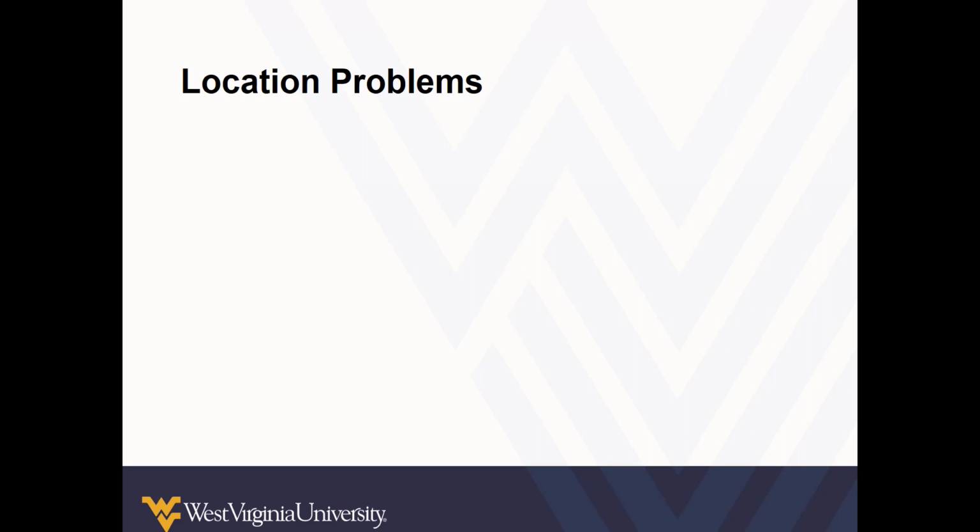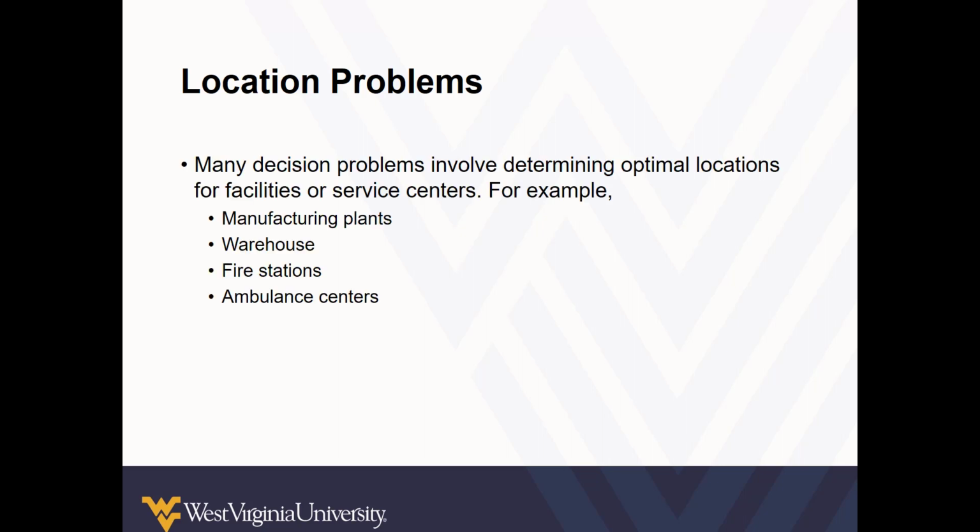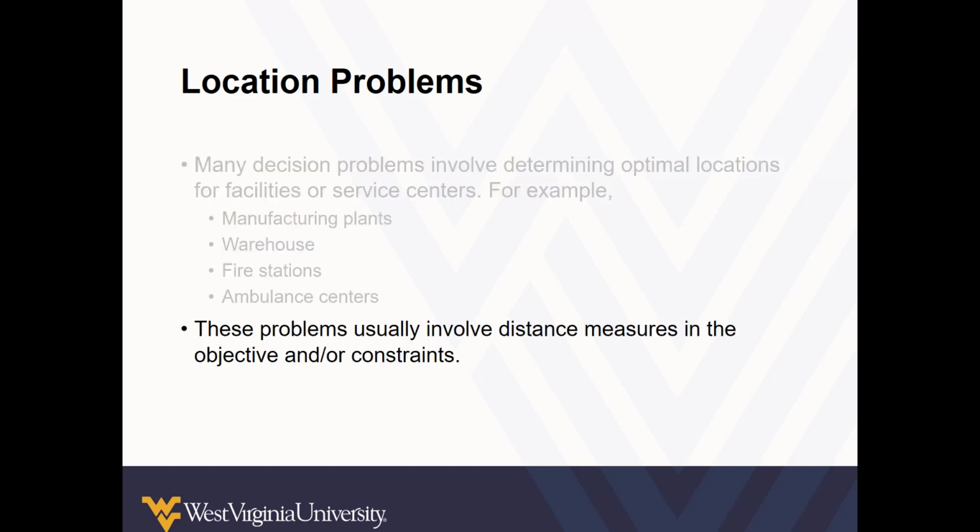Moving on, many decision problems involve determining optimal locations for facilities or service centers, like manufacturing plants, warehouses, fire stations, ambulance centers, and yes, hospitals. These problems usually involve distance measures in the objective cell and/or the constraints. So this type of calculation is likely to be involved in any problem in which the decision variables represent possible locations. The distance measure might occur in the objective function.